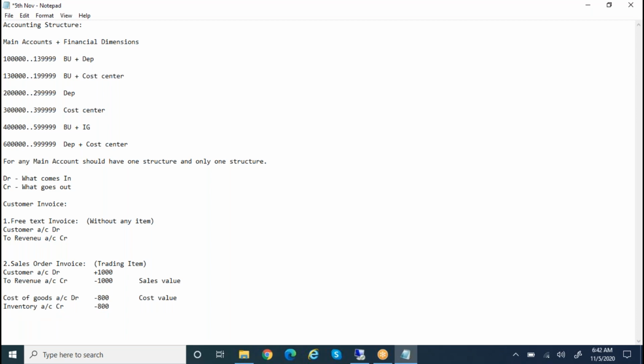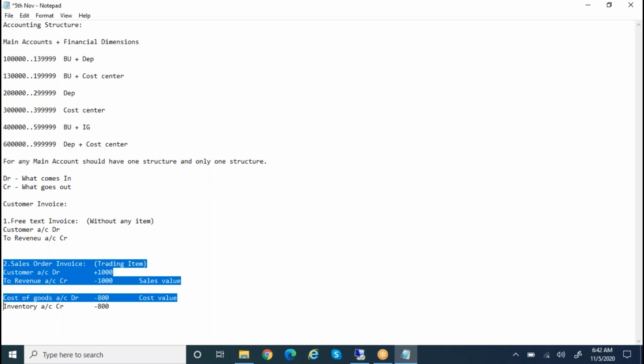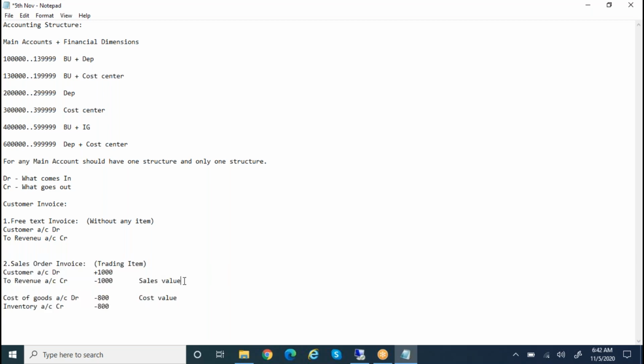So the ultimate goal for any organization is this one. Majorly, any business will purchase the material and will sell the material. So the material is a trading item. You are purchasing and you are selling. That is called a trading item. So at that time, these are the transactions that will be posted.